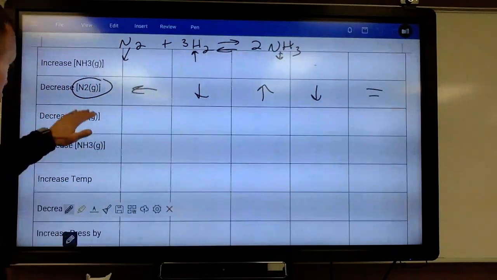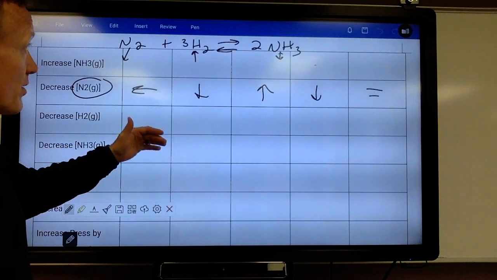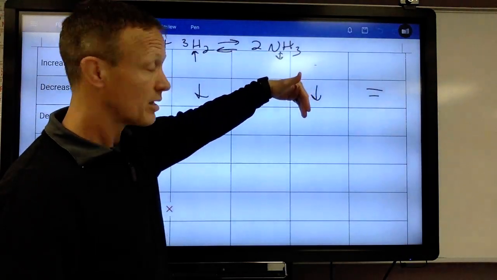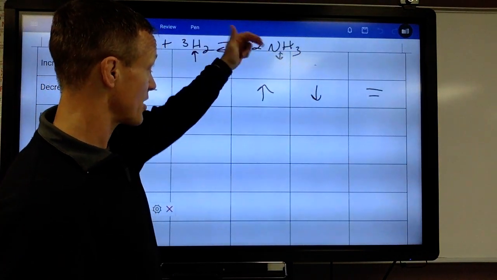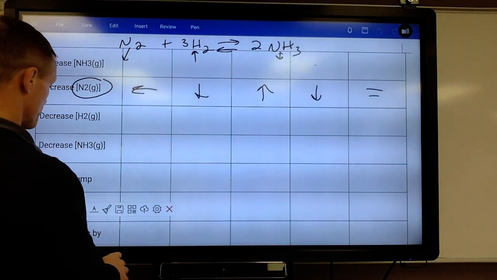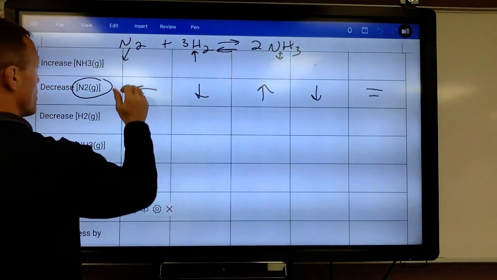All right, I think I'll let you guys do these next two decrease ones. Same thing. If I decrease some NH3, it's going to shift back to try and replace it. If I pull some of this out, it'll shift back to try and replace it. So those will both go down with it. The K value doesn't change. All right, let's go to temperature.